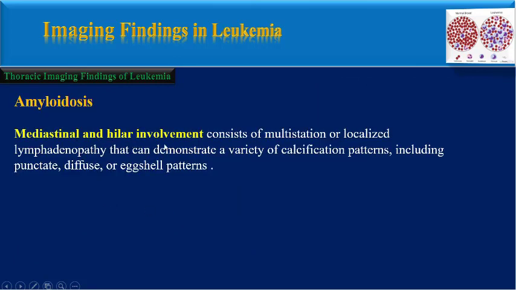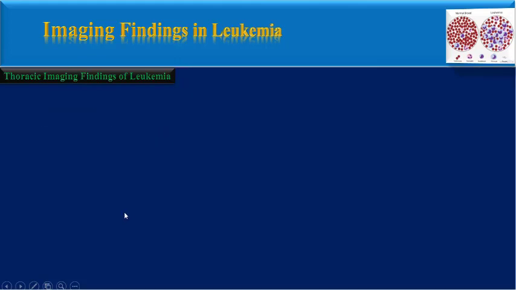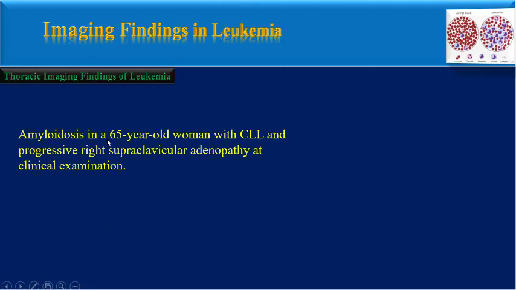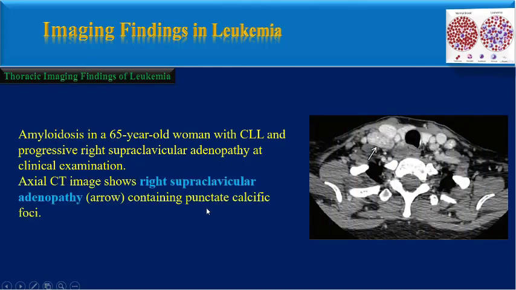Mediastinal and hilar involvement consists of multi-station or localized lymphadenopathy that can demonstrate a variety of calcification patterns including punctate, diffuse, or eggshell patterns. Another case presentation: amyloidosis in a 65-year-old woman with CLL and progressive right supraclavicular adenopathy at clinical presentation. Axial CT image shows right supraclavicular adenopathy containing punctate calcified foci.